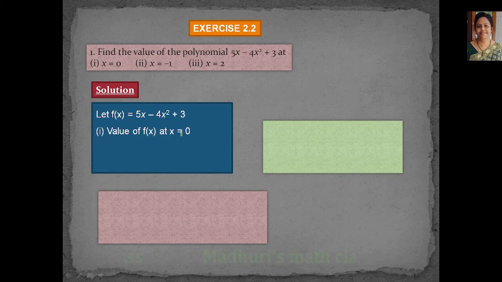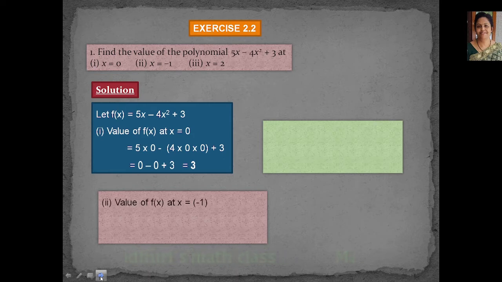So value of f(x) at 0 is, in the place of x, we will write 0. 5 into 0 minus 4 into 0 into 0 plus 3. 5 into 0 is 0. 4 into 0 into 0 is also 0. Then what is remaining? Plus 3. So the answer is plus 3.